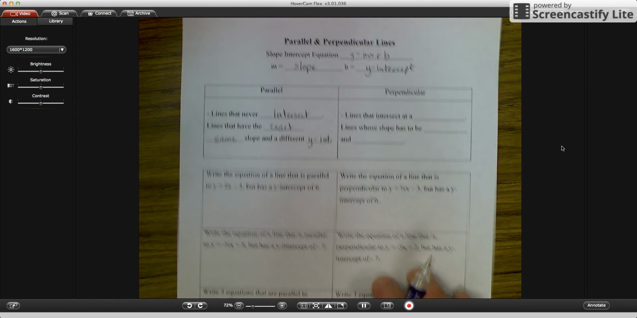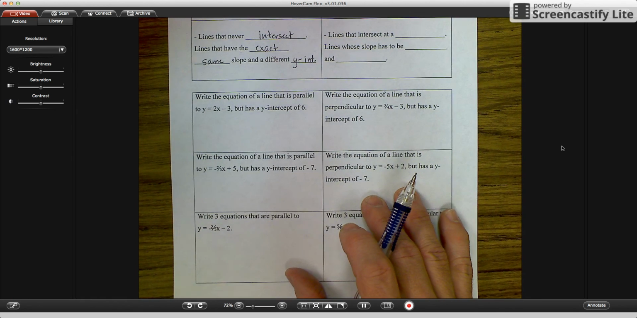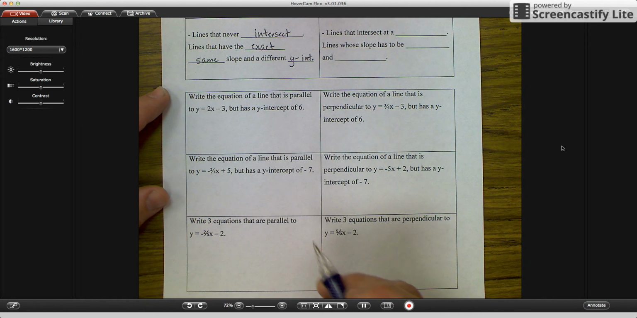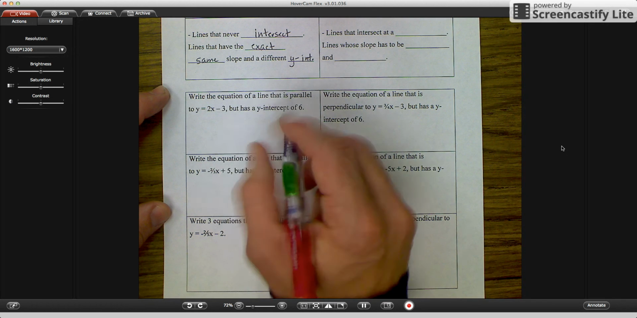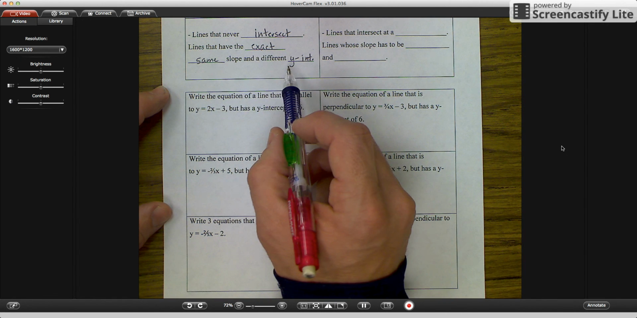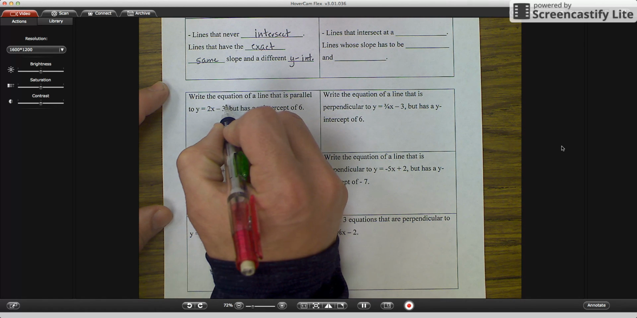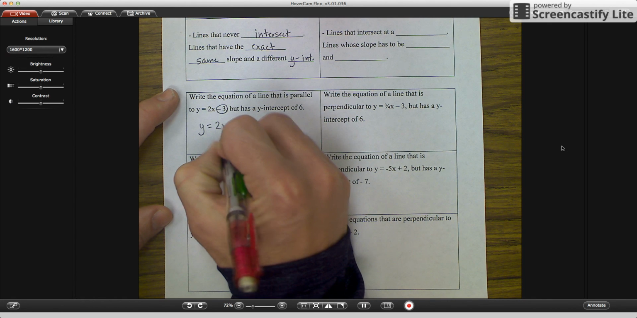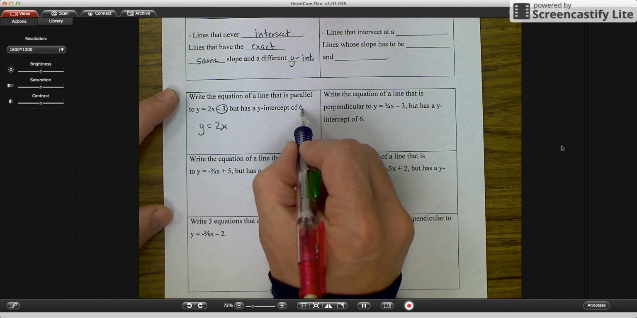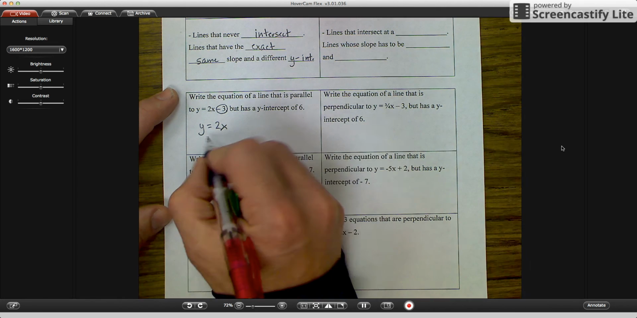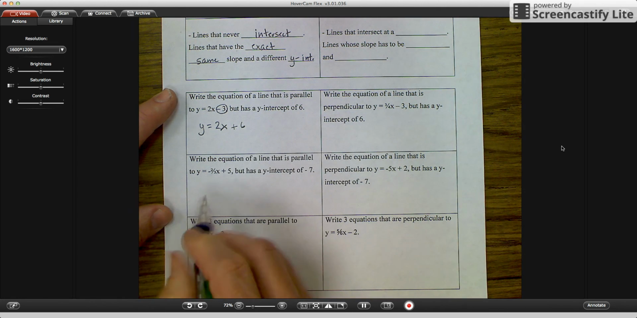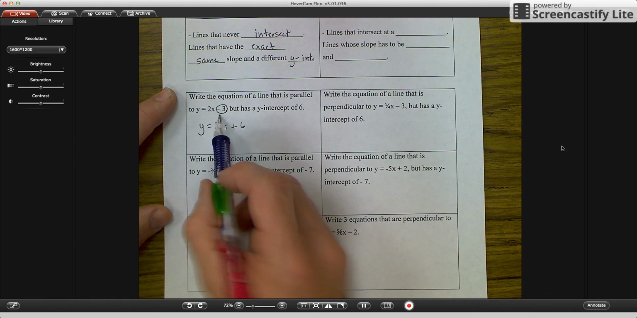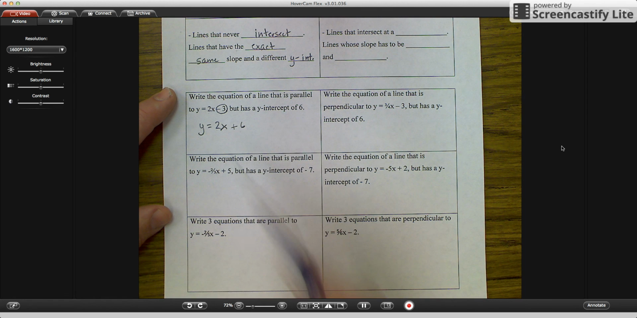Okay, let's go down and look at some examples. The examples here, and I'm going to slide my paper up, says write the equation of a line that is parallel to y equals 2x minus 3 but has a y-intercept of 6. So I know that they have the exact same slope and a different y-intercept. I also know that my y-intercept is this value. So my new equation, y equals 2x and has a y-intercept of 6. This is a positive 6. So y equals 2x plus 6. And we're done. That's all you're doing for parallel equations. Slope stays the same, a new y-intercept goes there.